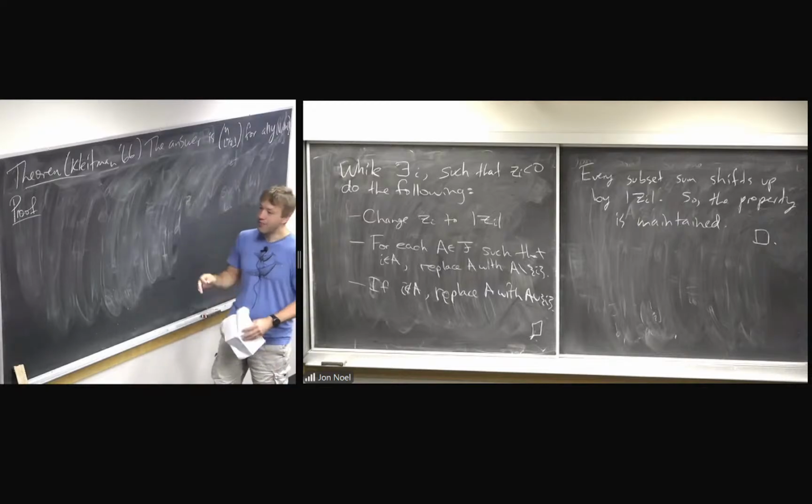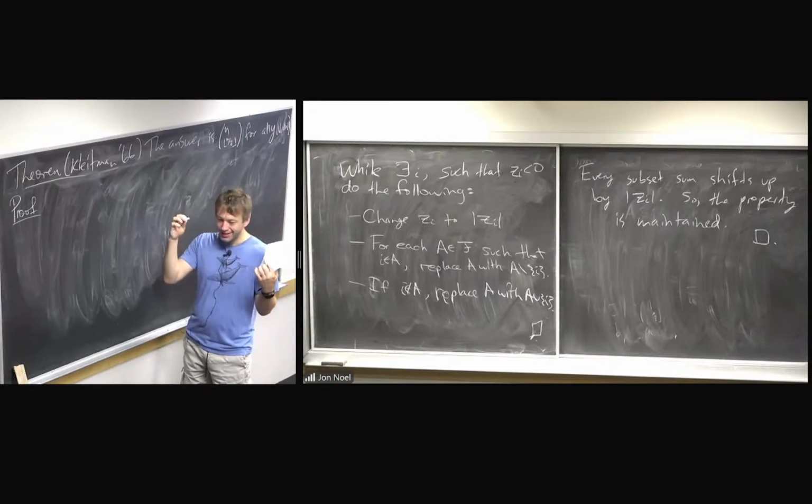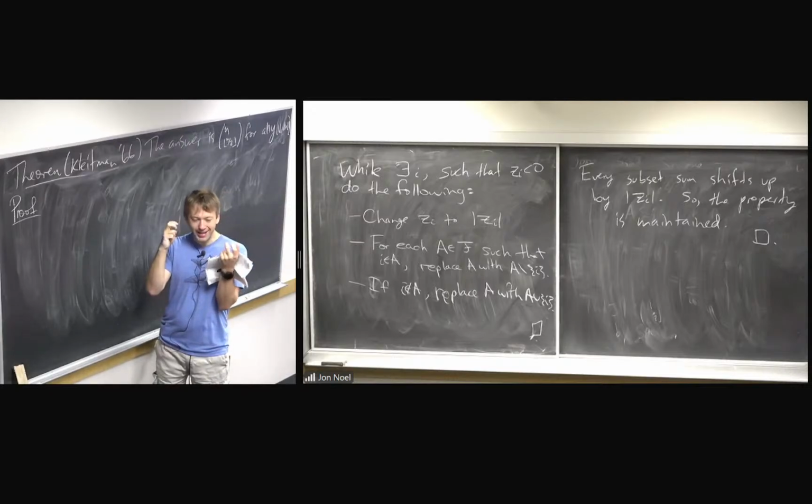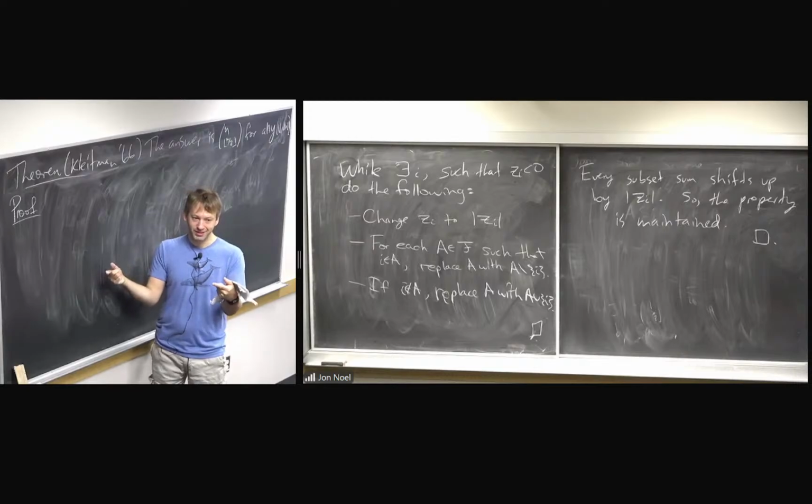So I want to think of my family F as being like an anti-chain. If you have subset sums that are close to each other, I think of that like an anti-chain. And so a chain would be a collection of sets where the subset sums are far from each other.